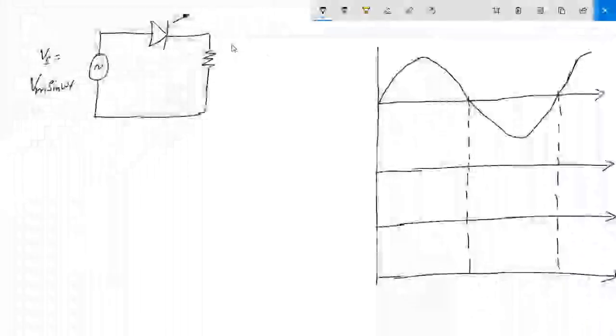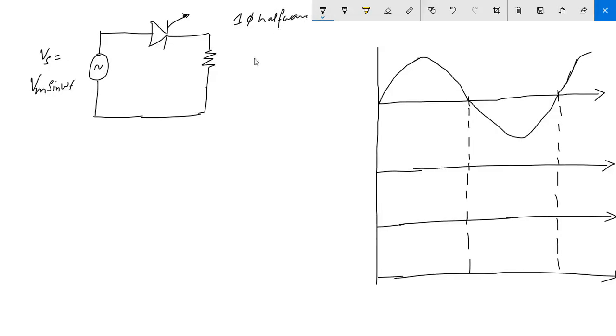Okay, after we are done with our uncontrolled rectifier, let us do some single phase half wave controlled rectifier. So now here we are not going to use our diode, we are going to use our SCR, and we will calculate the same quantities which we have done with our diode rectifier: V naught, VR, and current I.